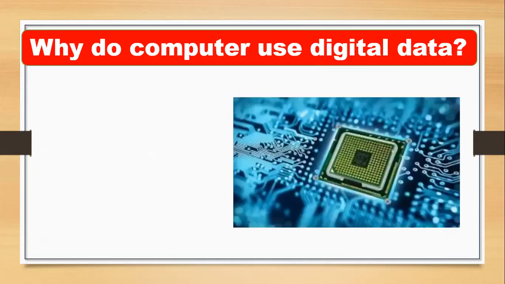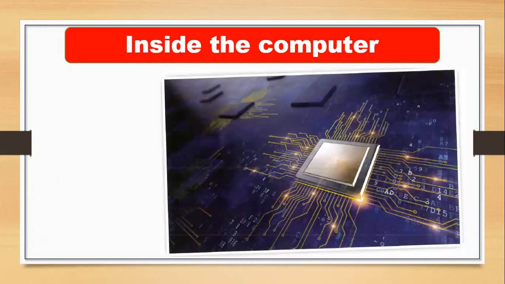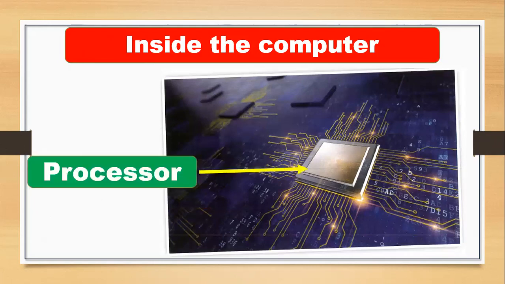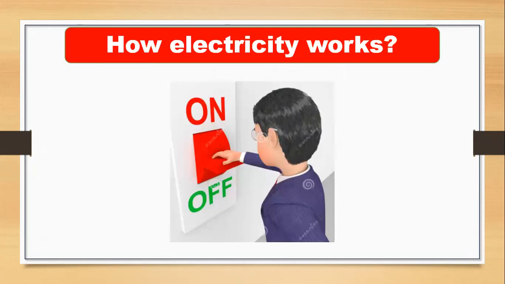So why do computers use digital data? You have to read the page. It's a microprocessor that uses 0 and 1, and it's easy for a computer to understand. Inside the computer, we learn about the processor. Can you see that? It helps to connect with different input and output devices, and to send and receive information. So you have to remember, it's a processor.